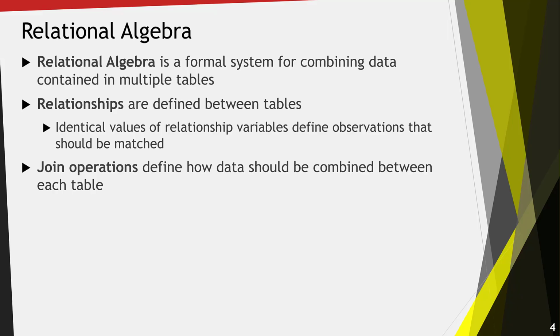Relational algebra is a formal system for combining data contained in multiple tables. We define relationships between tables. A relationship is a variable or set of variables where identical values of those variables define observations that should be matched to each other. We actually combine the tables using join operations. These are similar to mathematical operations, and they define how data should be combined from each table.